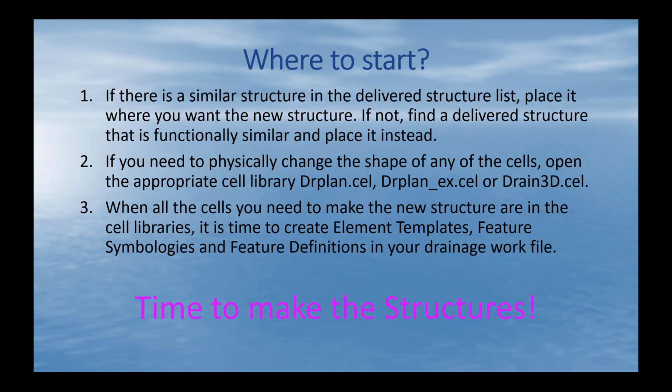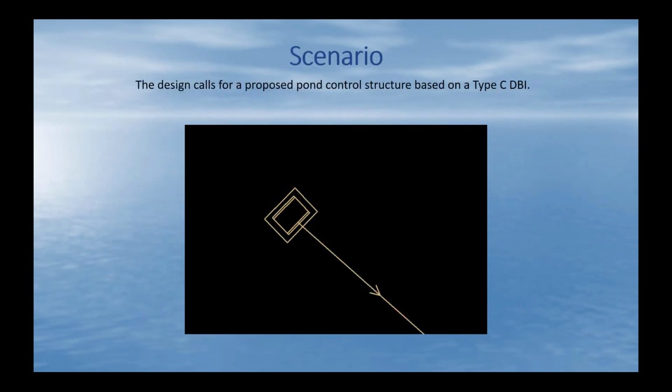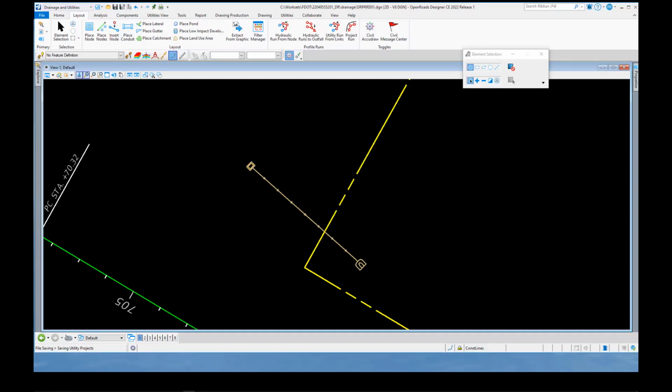So, I guess it's now time to move to making the structures. For today's scenario, the design calls for a proposed pond control structure based on a type C DBI, as you see in the picture. So here we have a design file with a type C DBI connected to an MES. This would be similar to what you might use for a pond control structure within your own project.